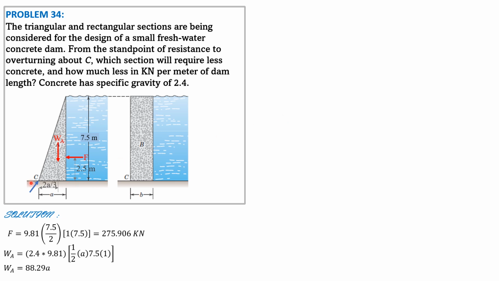Then summation moment about C equals 0, because that's the condition here. So 88.29 A clockwise moment times 2/3 of A equals F, 275.906 times 2.5. Solving, A is equal to 3.4233 meters. Therefore, weight of section A can now be computed as 88.29 times 3.4233 meters. So weight of A is 302.2 kilonewtons per meter perpendicular to the screen.